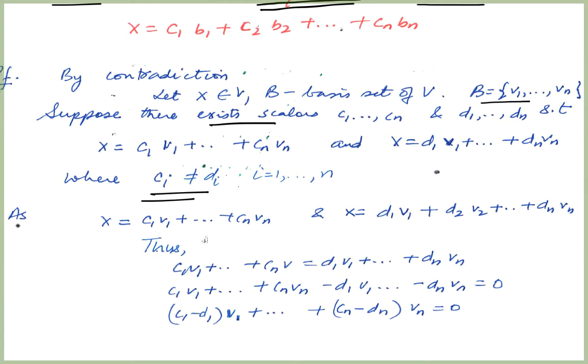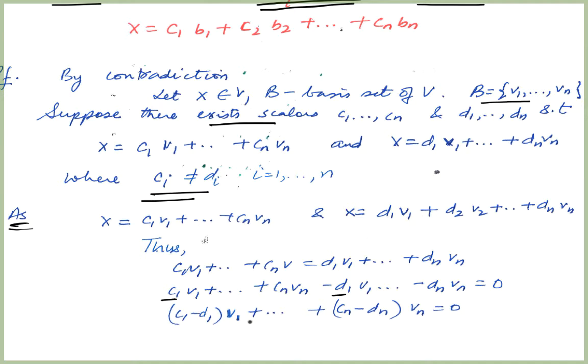So now here's my proof. I say my x can be written as c1 v1 plus ... cn vn, and similarly d1 v1 plus ... dn vn. So these are both representing the same x. So we can say c1 v1 plus ... cn vn equals d1 v1 plus ... dn vn. And now simple algebra. Take all the elements from the right hand side to the left hand side, combine the elements which are common to the vector v1, and we get (c1 minus d1) times v1 plus ... (cn minus dn) times vn equals 0.